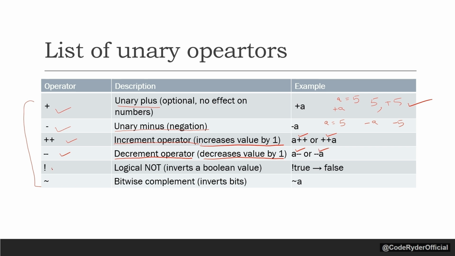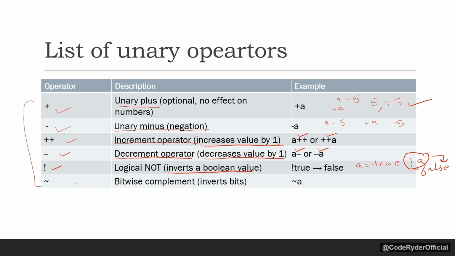Then there is the logical not, which is marked by the exclamation sign. Logical not is applicable on a Boolean variable. What it will do is just invert a Boolean value. So suppose you have a Boolean variable a equal to true, and if you use not of a, it will make it false. It will not change the value of a, but if you use this as a whole, it effectively means false.